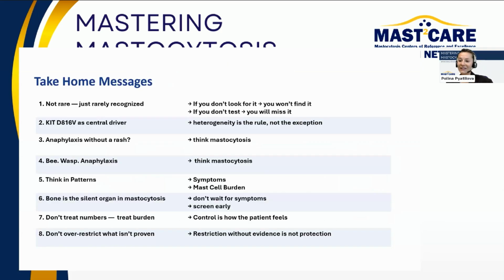So I'm at the end of my presentation, and there are take-home messages for you. So if it's not rare, it's just unrecognized. The KIT mutation is central for the disorder. Anaphylaxis without rash could be mastocytosis. BUS also could be mastocytosis. Think about combinations and patterns, not single symptoms.